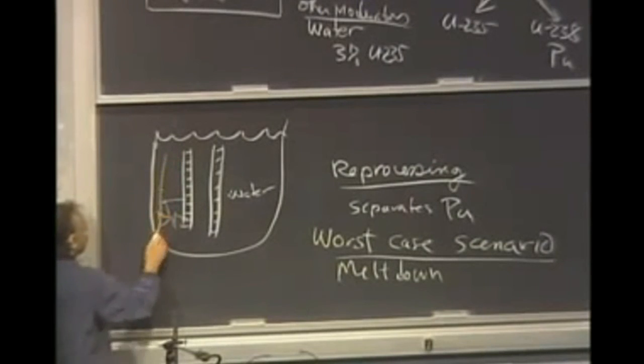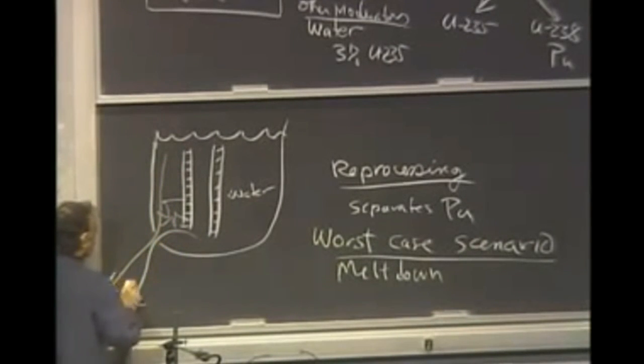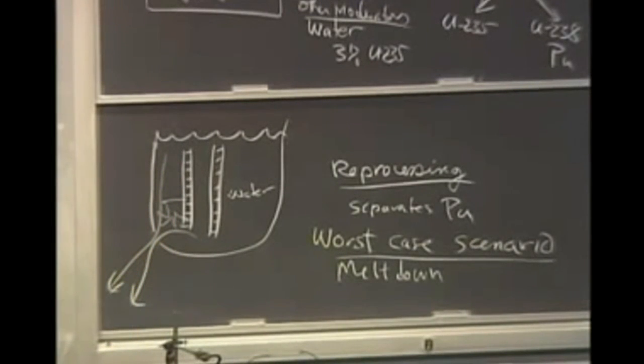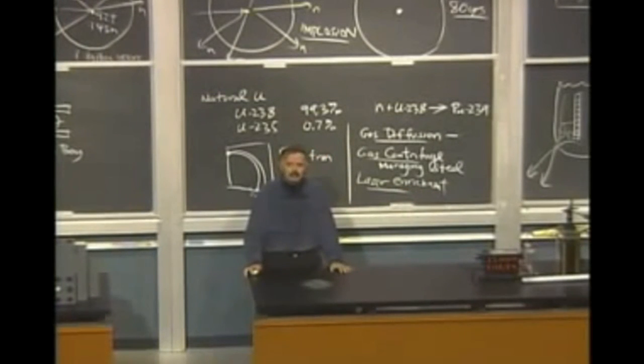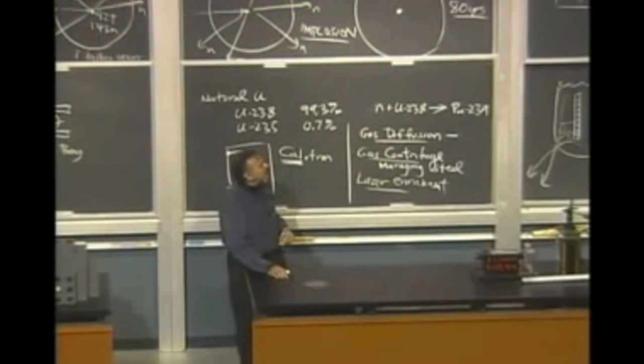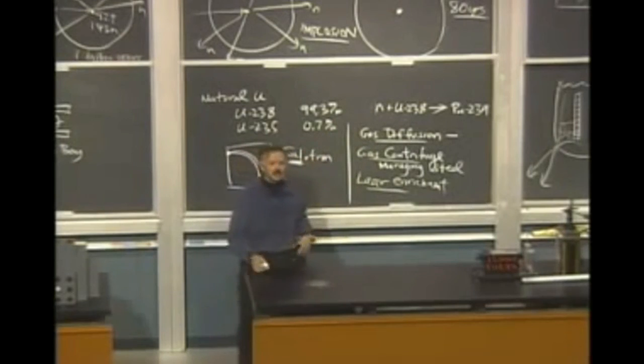And this water all flows out. What's the first thing that happens when the water flows out? The chain reaction stops. Why does the chain reaction stop? Because there's no moderator. Without a moderator, the chain reaction stops. So the first thing that will happen in this worst case scenario is the chain reaction stops. By the way, in Chernobyl, once this thing had the explosion, the chain reaction stopped.